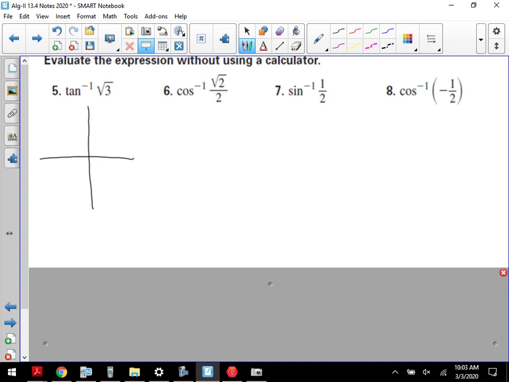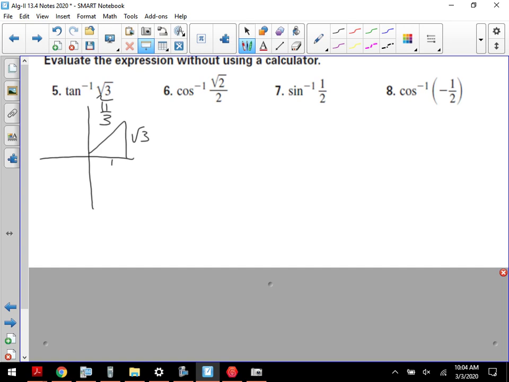Root 3, it's positive, that means root 3 is my opposite. What has to be my adjacent then? 1. So you have your opposite of root 3, your adjacent of 1. What angle has the opposite of root 3 and adjacent of 1? 60. Your answer then would be pi over 3.